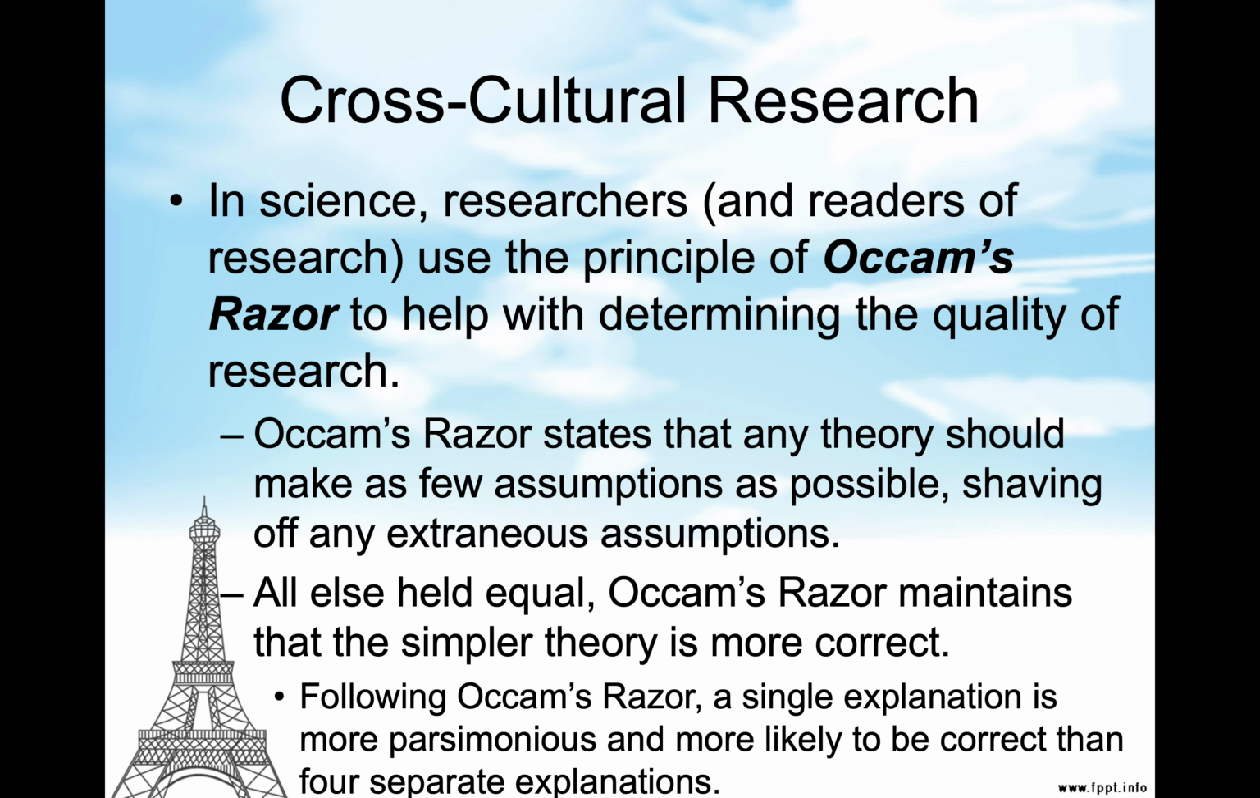In research, researchers and readers of research use the principle of Occam's razor to help with determining the quality of research. Occam's razor states that any theory should make as few assumptions as possible, shaving off any extraneous assumptions. All else held equal, Occam's razor maintains that the simpler the theory is, the more correct. Following Occam's razor, a single explanation is more parsimonious and more likely to be correct than 4 separate explanations.